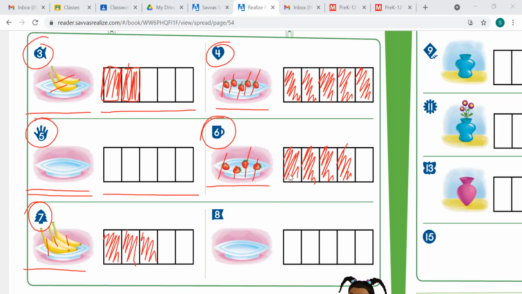All right, let's go to number 8. Last one. Do you see any fruit? Me neither. No fruit on the plate. So what do we do over here? Do we color in any boxes? No, there are 0 pieces of fruit. So we do not color in any boxes. Let's go to our next page.